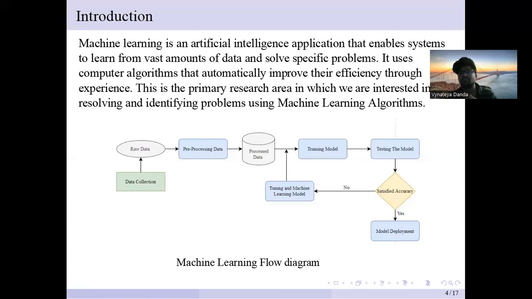After the training, we will be testing the model to see whether it's working as per our training or not. If we are satisfied with the accuracy obtained, we will deploy that particular model, or else we will turn it back to the training model. We will again train the data, check the accuracy, and then deploy it. So this is the basic flow of a machine learning algorithm, which we have taken as a reference for our experiment.